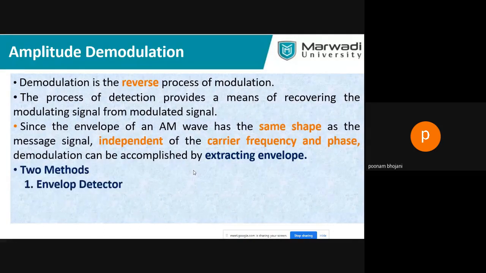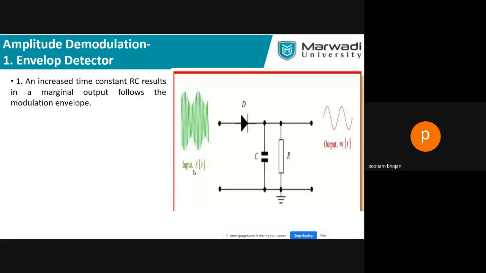Okay, so the first technique is direct. You detect the envelope, right? The shape of the modulated signal envelope will be the same as the shape of the message signal. So that is the first technique, the envelope detector technique. And the second is the product detector. We will see both of these methods, and we will see them in Multisim also. So let us go to the first method, the envelope detector.